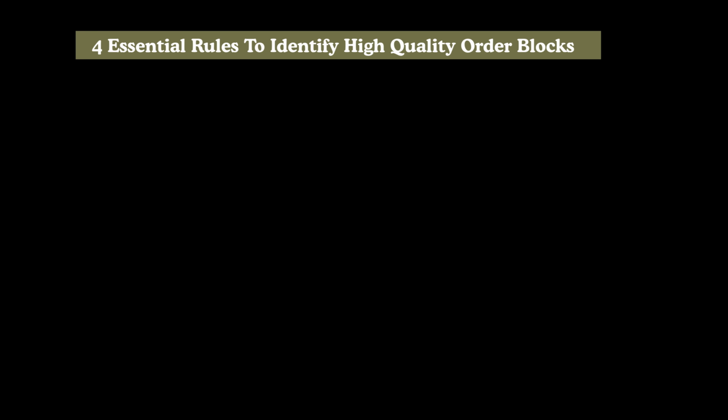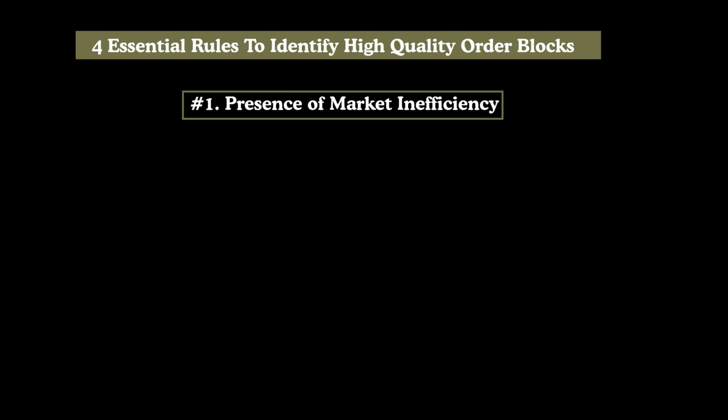To consistently identify order blocks with a high probability of success, traders must adhere to 4 key rules. These rules help filter out weak or unreliable zones and improve overall trade accuracy and consistency. Rule 1. Presence of market inefficiency.